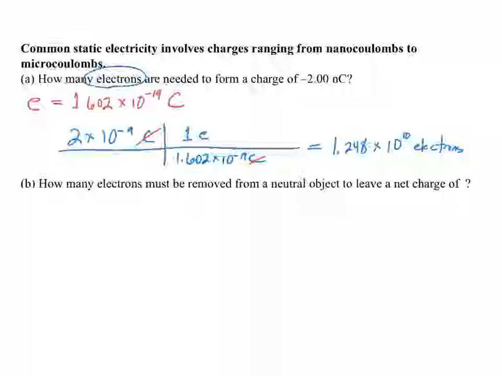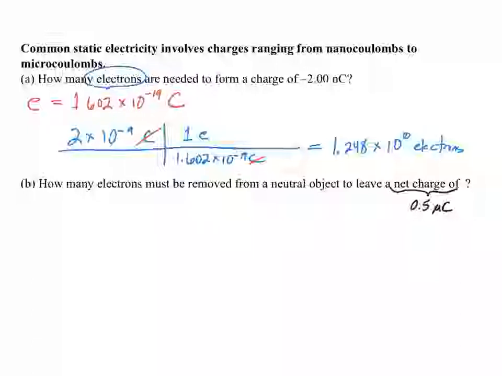All right. How many electrons must be removed from a neutral object to leave a net charge of, and I left out the number here, so I guess I'll have to write that in. The net charge that we're looking at is going to be 0.5 microcoulombs. Sorry about that. So if we're going to remove electrons and leave a net charge of 0.5 microcoulombs, how much must be removed?